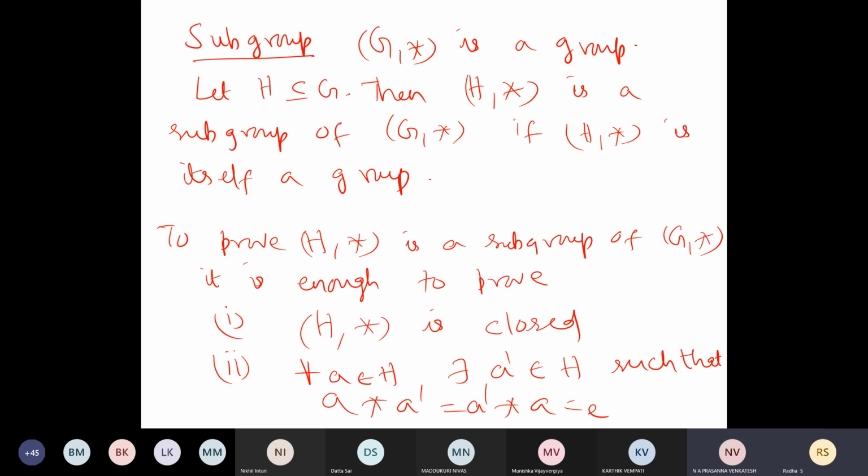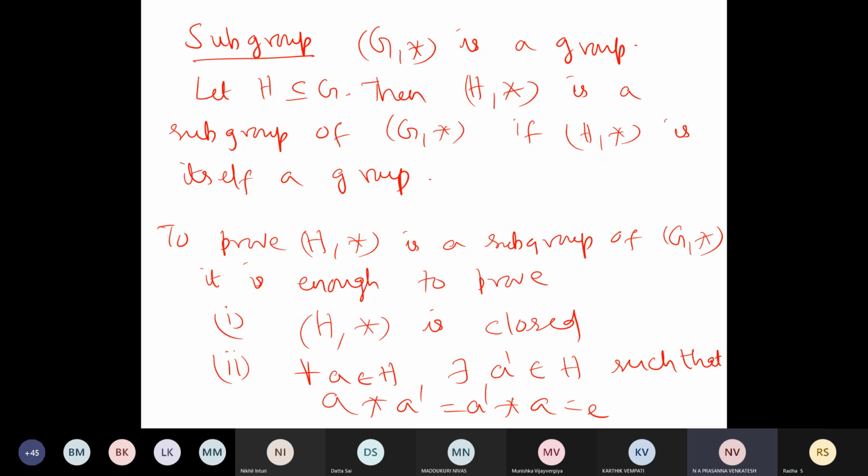Associative property you need not check because it will be inherited from the parent group (G, *). I told you associative and commutative are properties based on the binary operation. So whenever star is an associative operation in (G, *), automatically here also we use the same operation, star, so it will be inherited. You need not check whether the elements are associative or not, right?